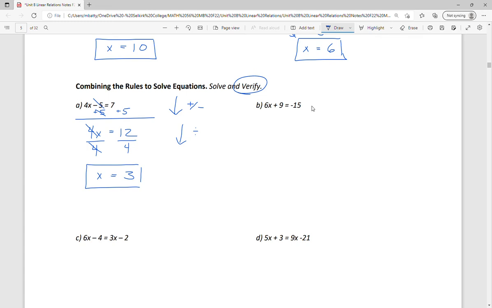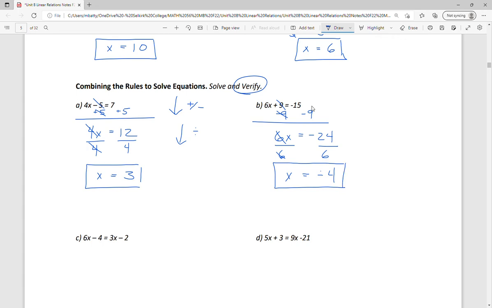So the next one, I'm going to start by adding and subtracting numbers. I have a plus 9 hanging out over here where I want just x's. So I'm going to subtract 9 from both sides. That would get rid of the 9 on this side, so I'd have just the 6x equaling negative, what is that, 24. Then I divide both sides by the 6 to get rid of the 6 and get just the x equaling a negative 4. I almost missed the negative number on that one.